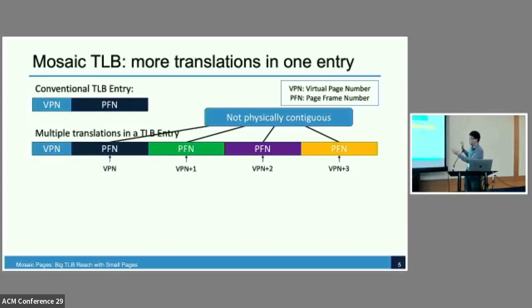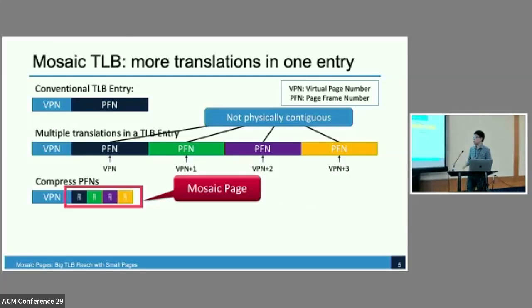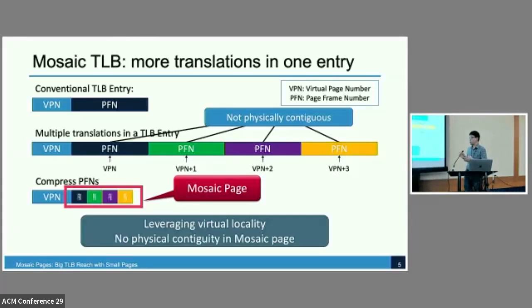Now, with 4 PFNs, even though the VPNs are 2 bits shorter, the TLB entry is wider. So, we compress the PFNs. We call this set of compressed PFNs a mosaic page. We are leveraging virtual locality. However, mosaic pages do not require physical contiguity.